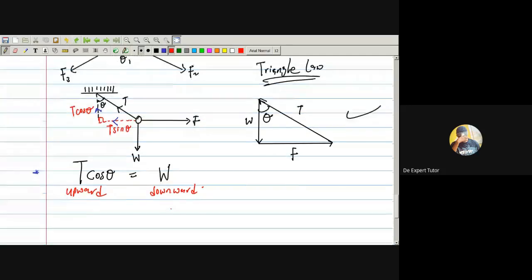I love to use this way a lot because it is the simplest one for me. F is going to the right, while T sin theta is going to the left. Exactly. The right force and the left force are going to be equal, since the body is at equilibrium. And that is that. As simple as that. Very, very simple.